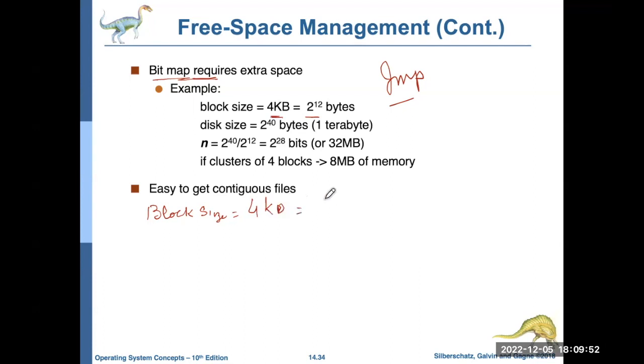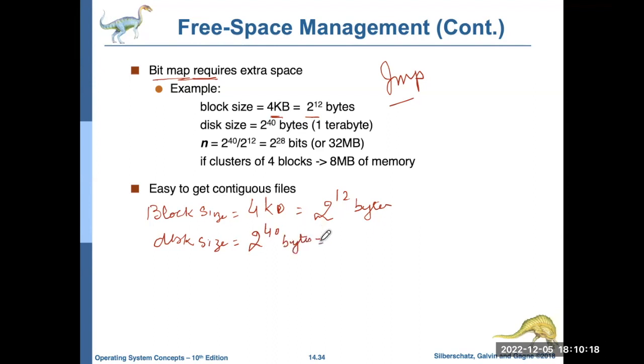Now, when I say 4 KB, it is 2 raised to power 12 bytes. So you will convert that into power of 2. Then the disk size is secondary storage. So we say 1 terabyte. Now 1 terabyte is 2 raised to power 40 bytes.